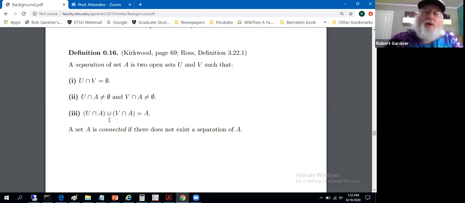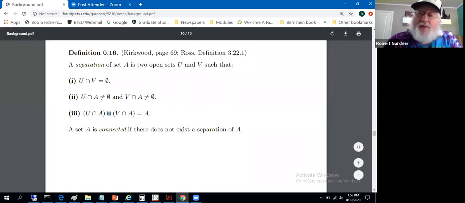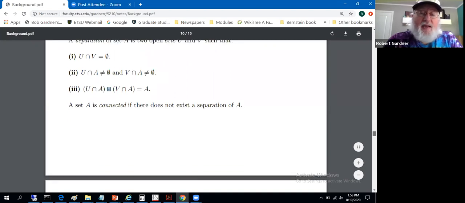Unfortunately, the Riemann book doesn't use this symbol. It's not a standard LaTeX symbol. It's commonly used. Google disjoint union and see if this doesn't pop up. But the idea that we have disjoint unions is going to play a big role in what we do. So we'll be using that symbol a fair amount in part one. So separations and connected sets.